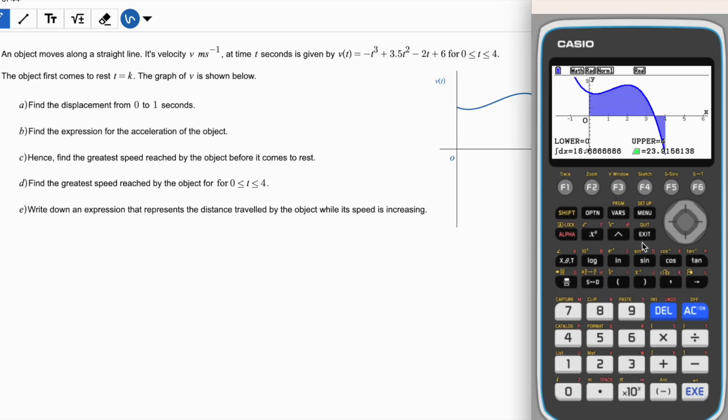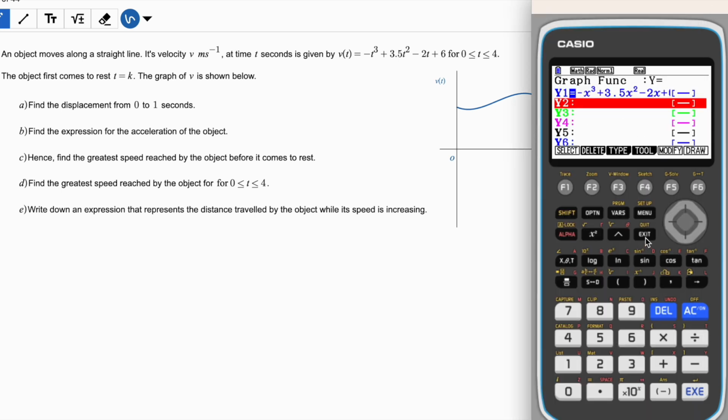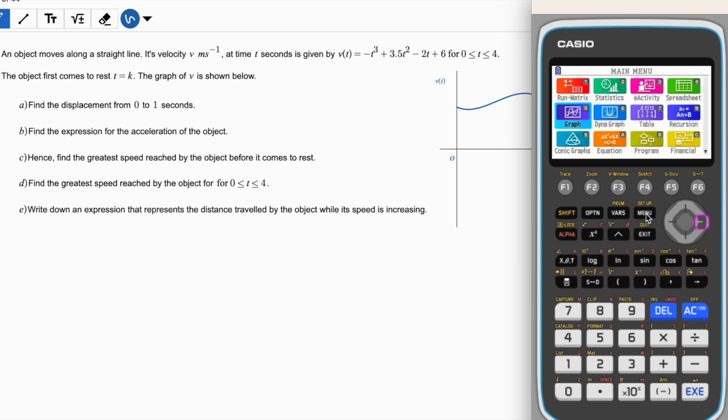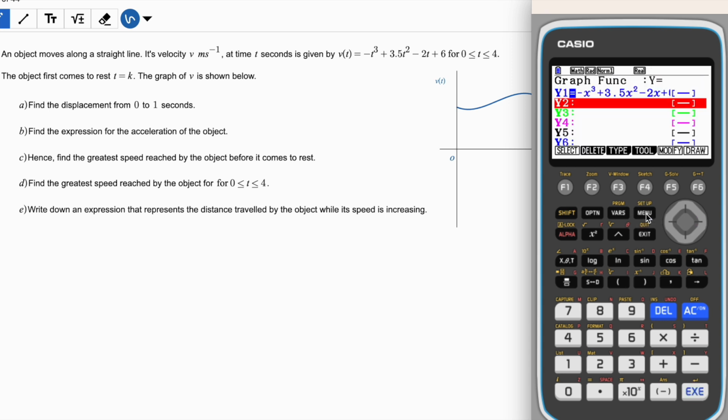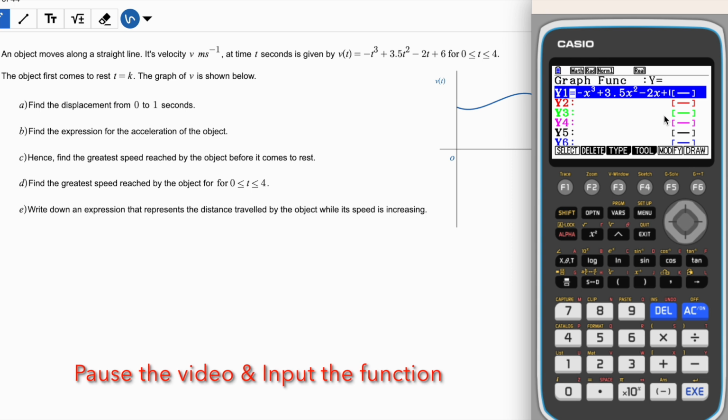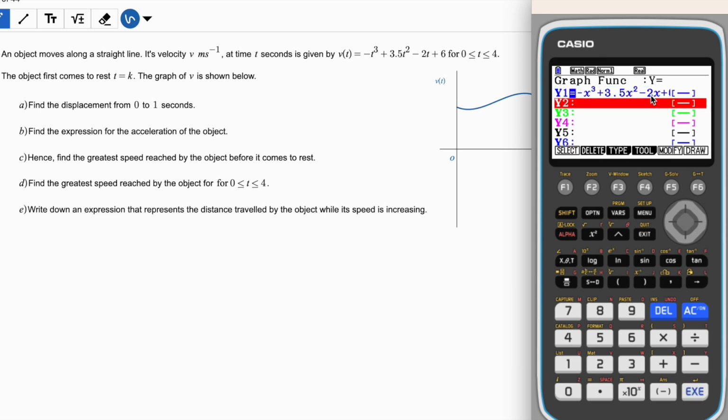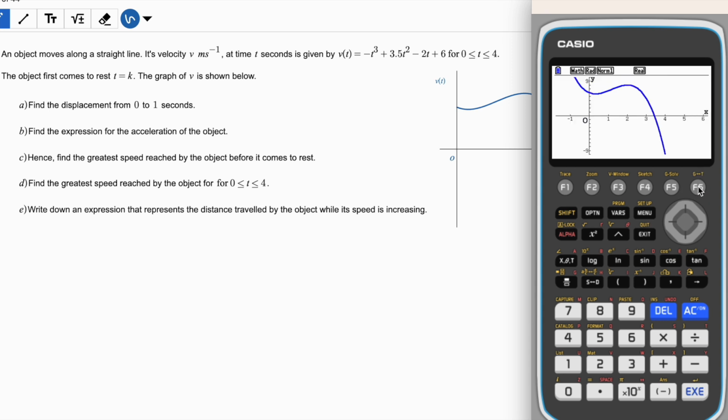So what I'm going to do now, I'll go to my graph settings in my calculator. So just open the graph and enter this equation, negative x cube plus 3.5x square minus 2x plus 6. I have already entered. You can pause this video and enter this now. And once you have entered, come back. I hope you remember from last videos, if you are plotting any graph or using a graph feature, you need to master the window settings.